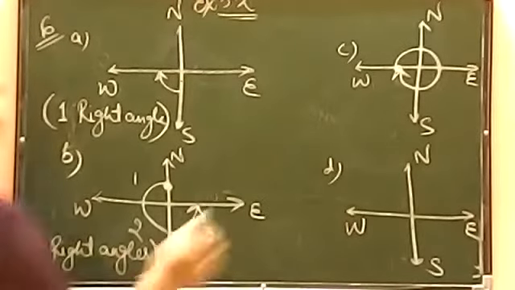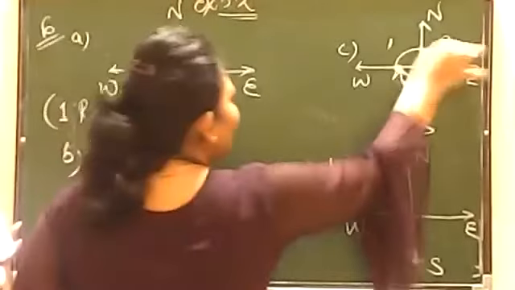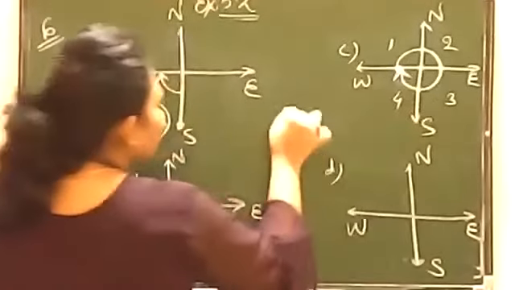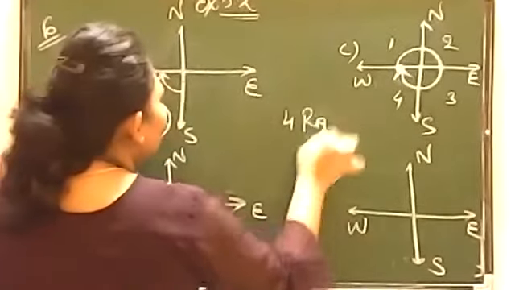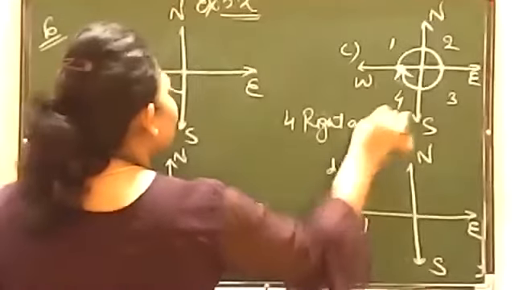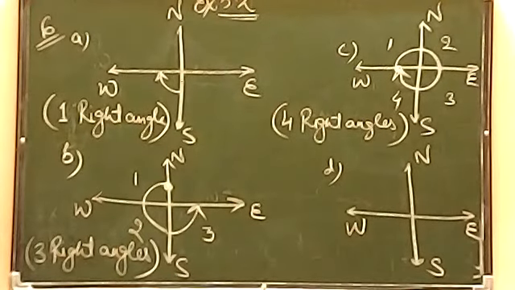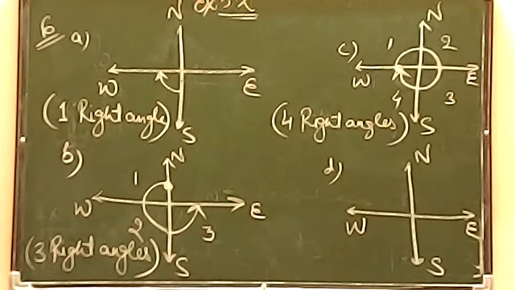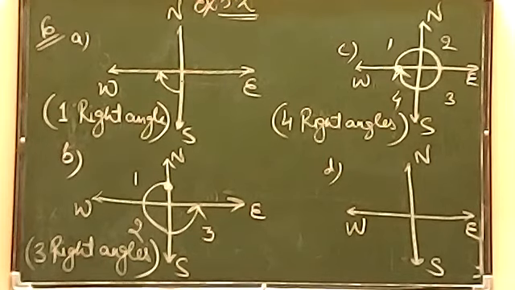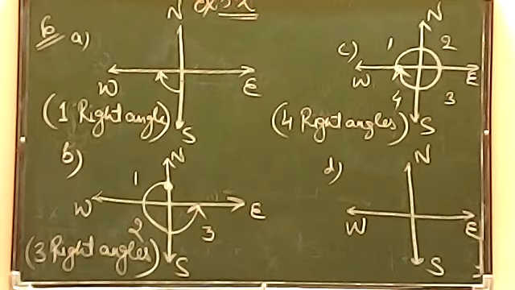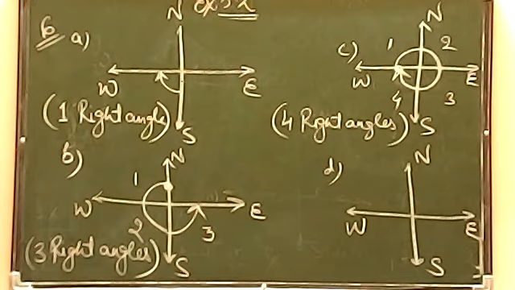Yes, absolutely right. 1, 2, 3, and 4. The answer will be 4 right angles for question C. 4 right angles, beta. You are making a complete round, aren't you? You have 4 portions you are covering. So 1 portion means 1 right angle, 2 portions mean 2 right angles, 3 portions mean 3 right angles, and 4 portions mean 1 full revolution, which means 4 right angles.